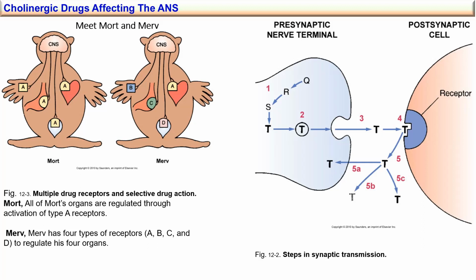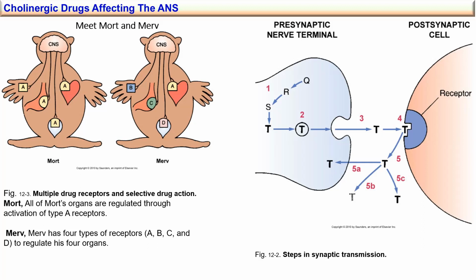In Merv's case, he has four types of receptors, A, B, C, and D, to regulate his four organs. So a drug that acts at one type of receptor would not affect the other organs, because they have different receptors. Hence selective drug action is possible in this case.